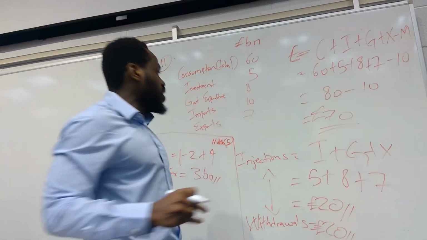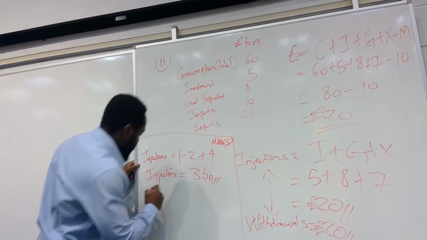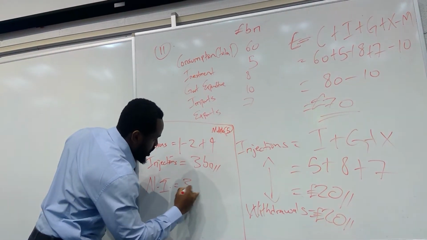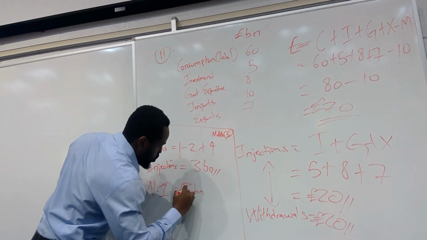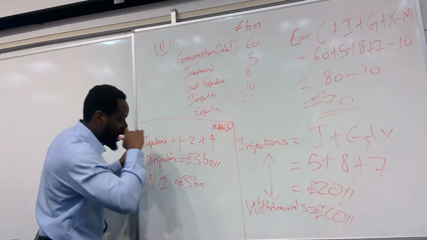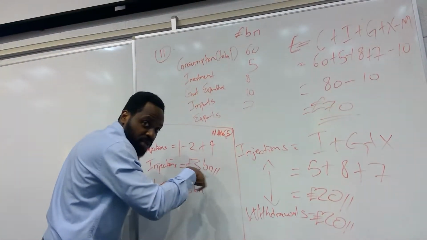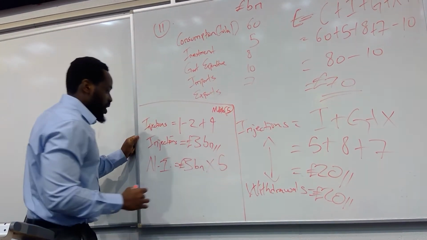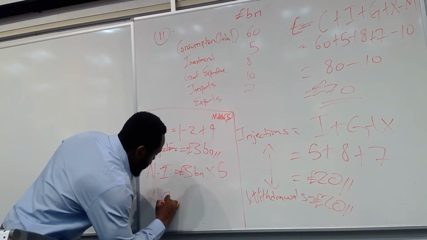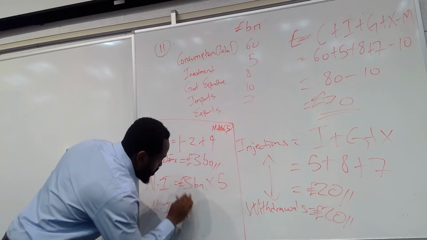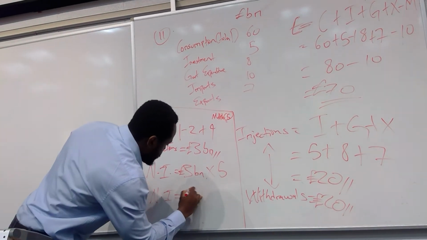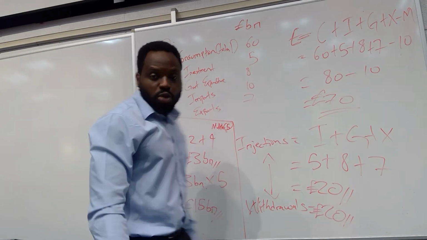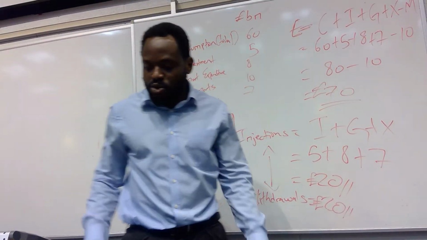But we know that the multiplier in this case is 5. That means national income would rise by 3 billion pounds times the multiplier, which is 5. So national income is going to rise by how much? 15 billion. Correct, ladies and gentlemen. You did that and you have it.